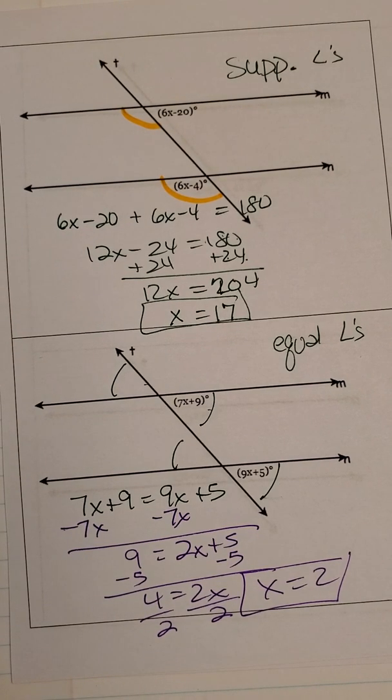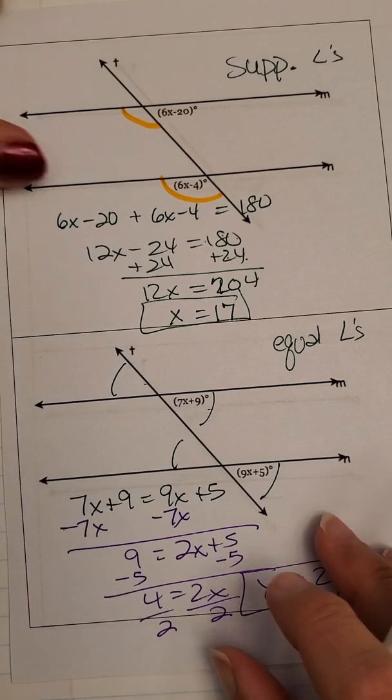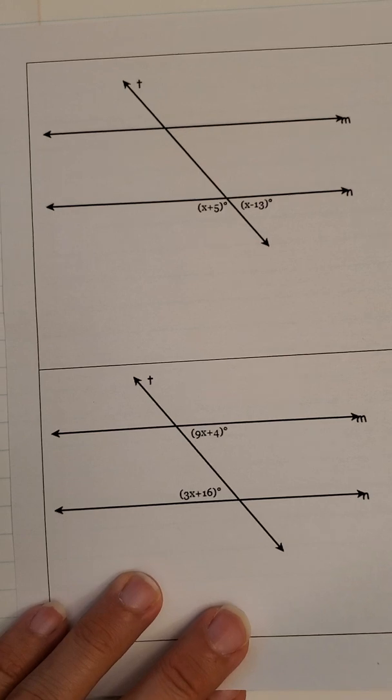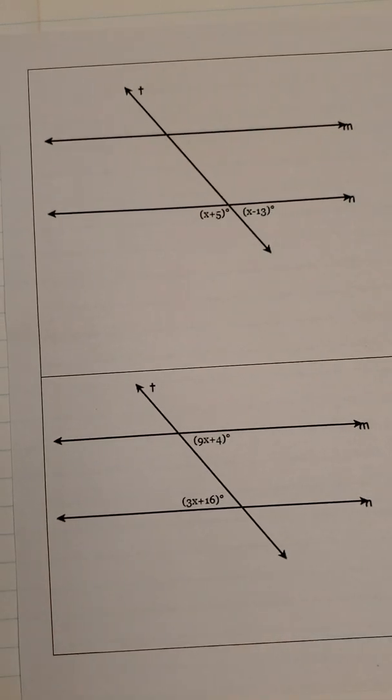Okay, so the key is you have to first decide whether the angles are equal or supplementary. That's always what you're going to have to decide first. So why don't you pause and figure these out? Are they equal or supplementary?